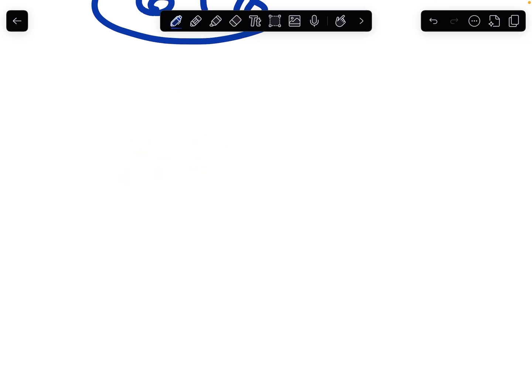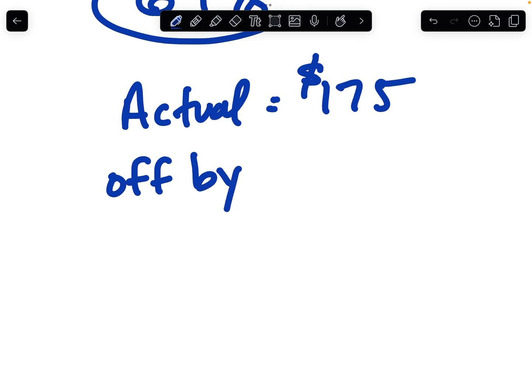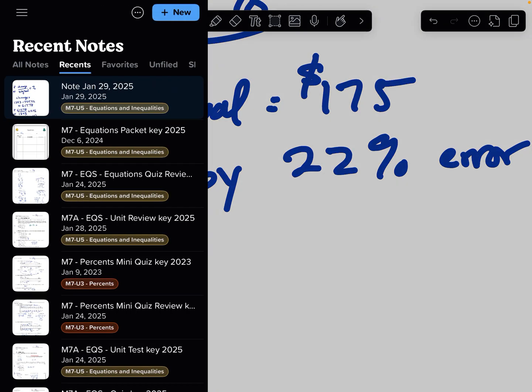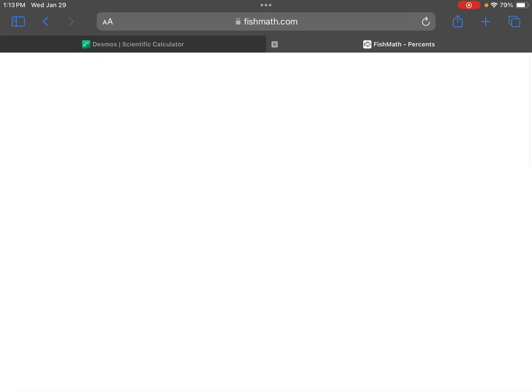So, new problem, what if the actual was 175, and then someone was off by, let's say, I don't know, how about 22% error? So what this means is there's actually two possible answers. This person can be 22% above or 22% below the actual number. So let me actually bring that back. I don't think I can bring that back easily here. Let's see. Here we go.